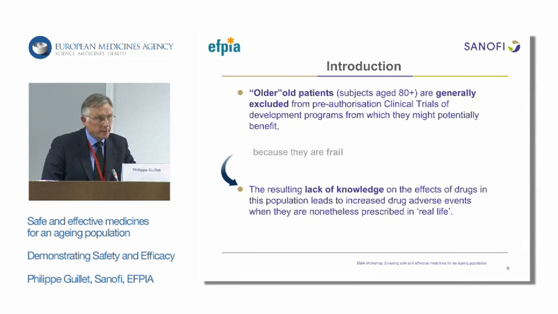Old patients, that is subjects aged 80 and above, are generally excluded from pre-authorization clinical trials, as we've seen this morning, from which they might potentially benefit. The cause of this is mainly frailty, and the resulting lack of knowledge of the effects of drugs in this population leads to a self-fulfilling prophecy: adverse events are more often observed in this population because they are nonetheless prescribed drugs in real life.